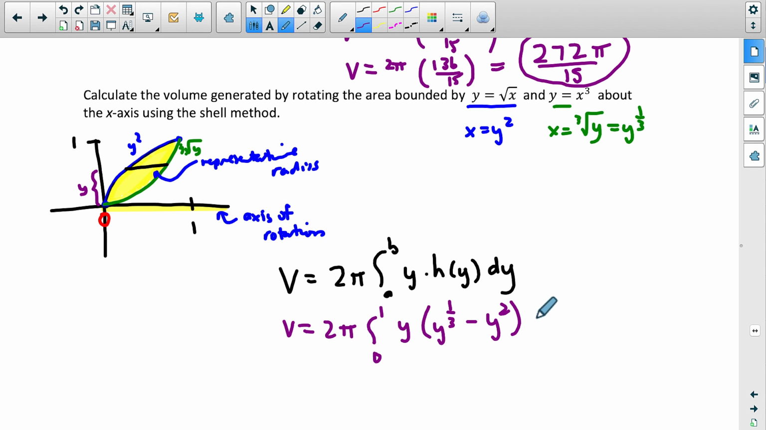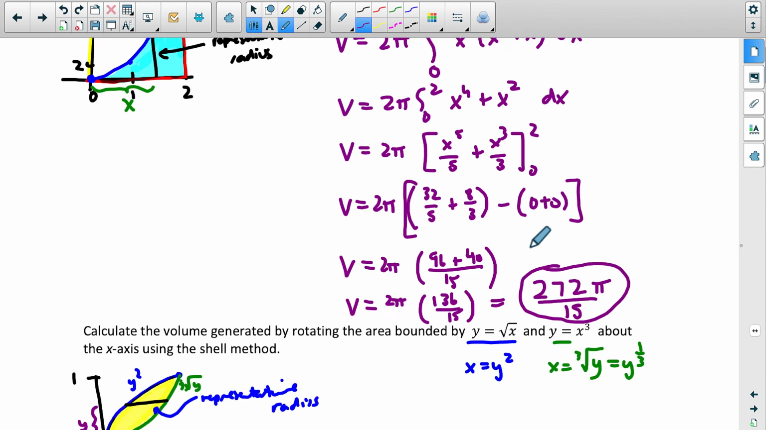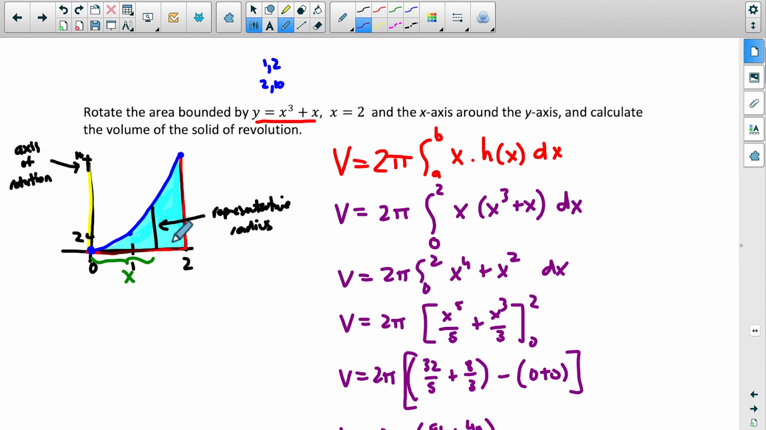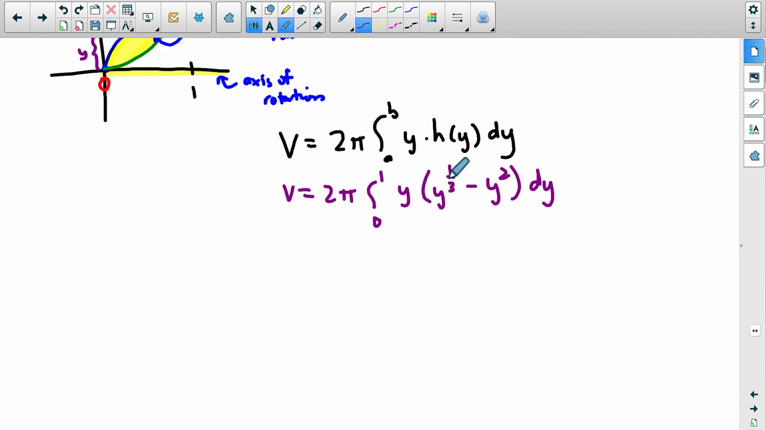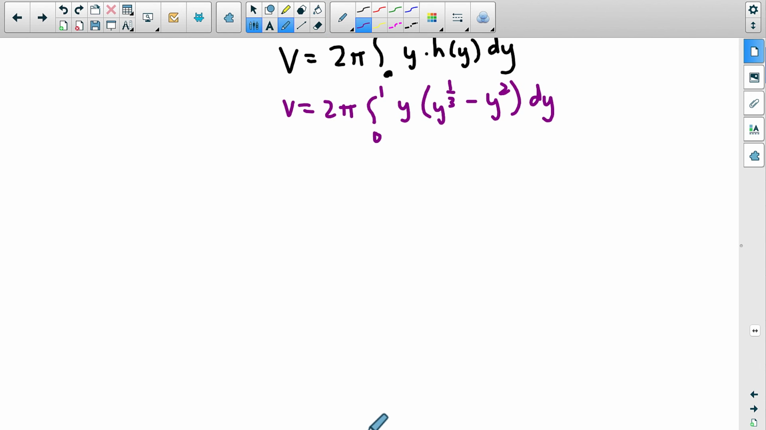Why did we not do that in the last one? We didn't do that in the last one because look, our shape went right down to the x-axis. So it's kind of like we were doing our x cubed plus x, which is the blue, take away 0, because it's right on the x-axis. Okay, so here is our definite integral that we now need to solve. The hard part's over, right? Getting to this point is the part that causes so many problems.